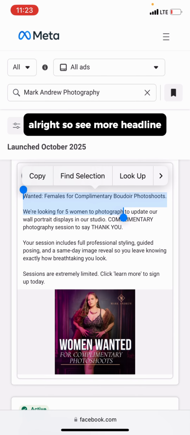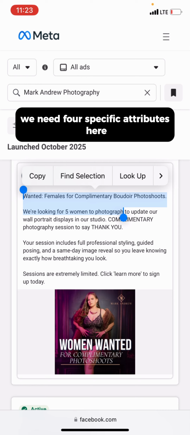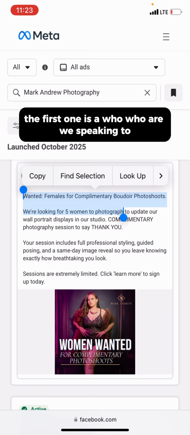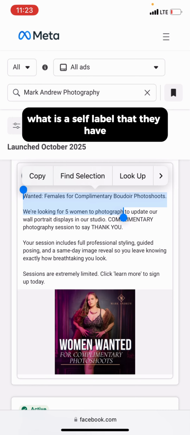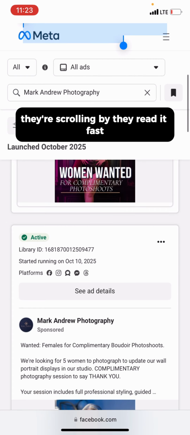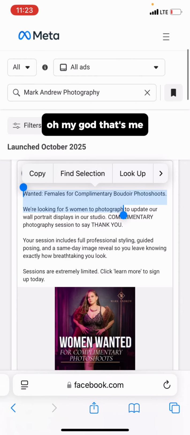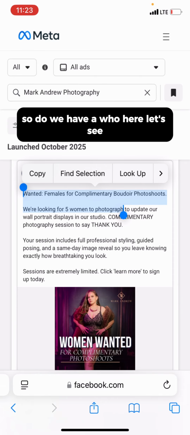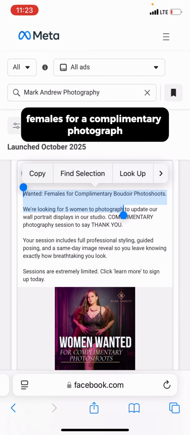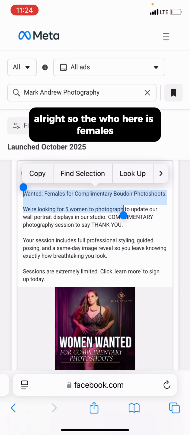All right. So for the See More headline, we need 4 specific attributes here. The first one is a who. Who are we speaking to? What is a self-label that they have, where when they're scrolling by, they read it fast, they come back up, they say, oh my God, that's me. So do we have a who here? Let's see, females for a complimentary women to photograph. All right, so the who here is females.